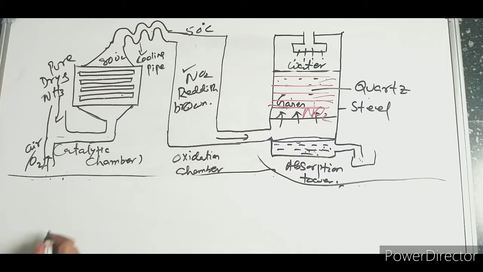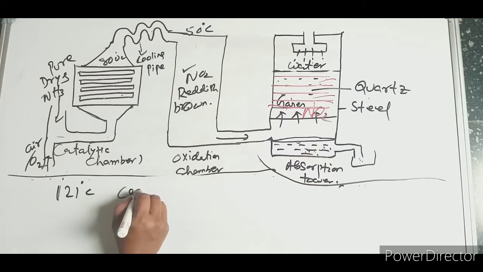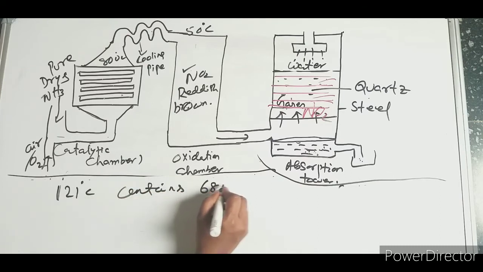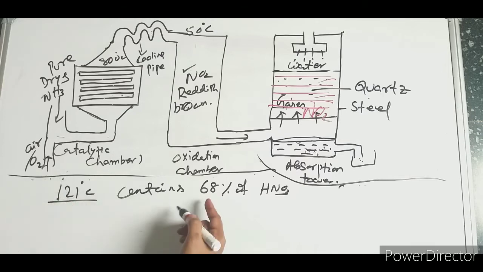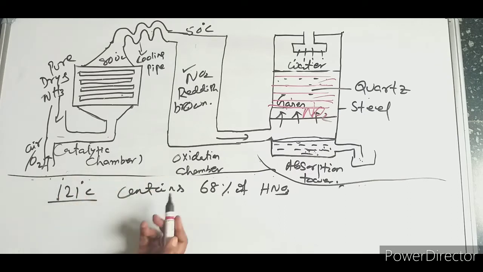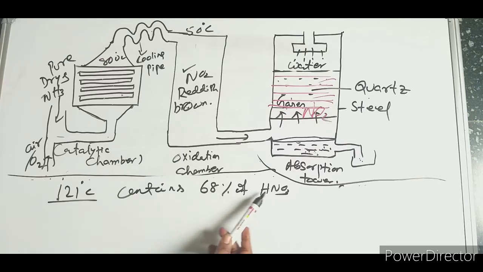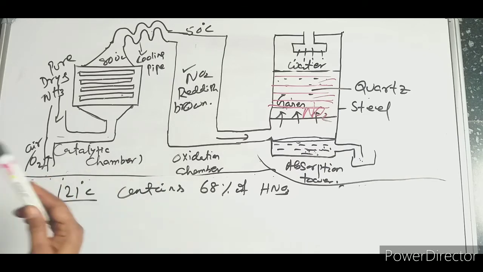So here it is at 121 degrees Celsius. It contains 68% of HNO3. So it forms the constant boiling mixture at 121 degrees Celsius, and at that temperature it contains 68% nitric acid. If we heat beyond 128 degrees Celsius, the concentrated nitric acid will again become dilute, because along with the water vapor, the nitric acid vapors will also come out.